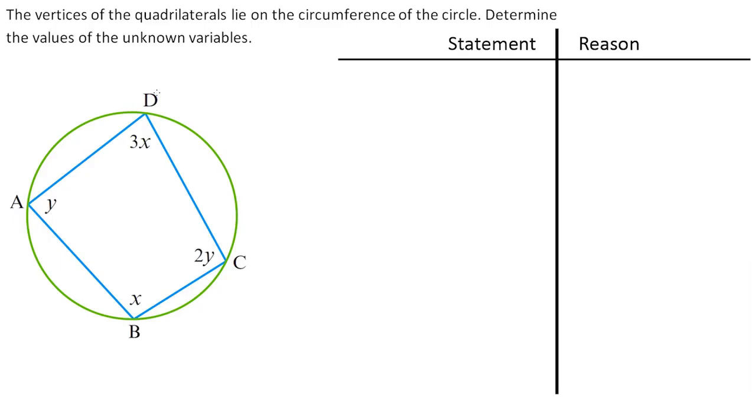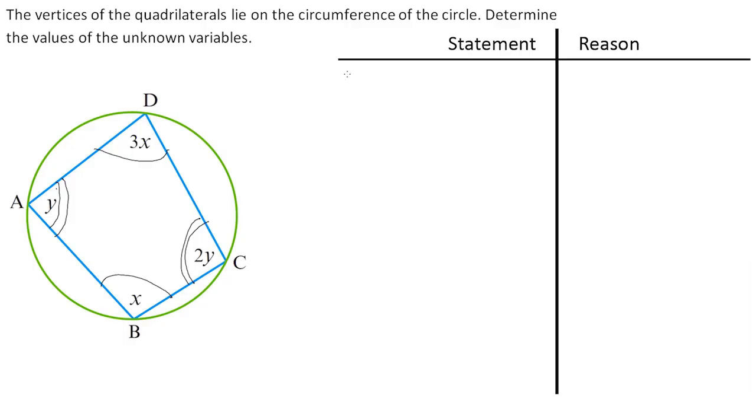Immediately, what does it mean further? Opposite angles, 3x and x, will add up to 180 degrees, and even the same with 2y and y will also add up to 180 degrees. Now I look at my question. Determine the values of the unknown variables. Obviously, we have two variables here. We have x, which we can calculate, and we have y, which we can also calculate. Now let's solve this question. Let's first start with x.